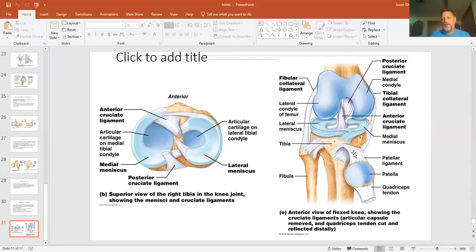Then we have a patellar ligament here attaching from the tibia to the kneecap, and we have a quadriceps tendon here attaching the kneecap to the muscles on the front of the leg. These are three extra things. Really focus on this right up here and over here.